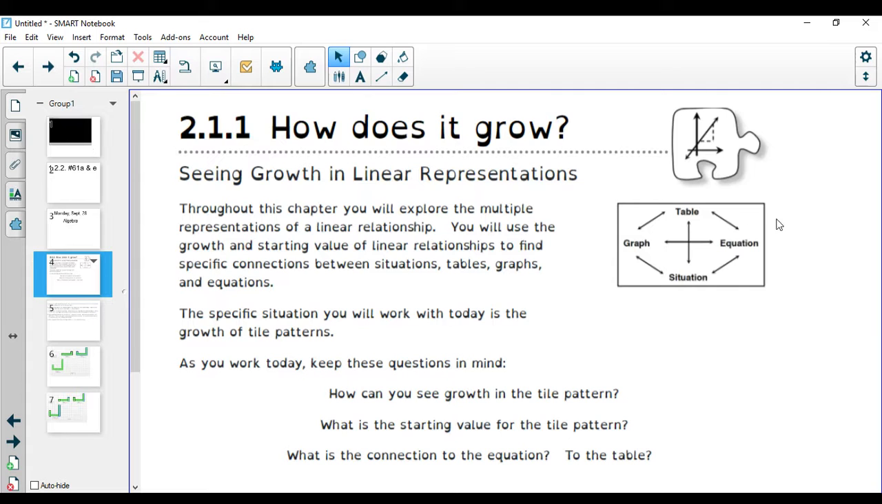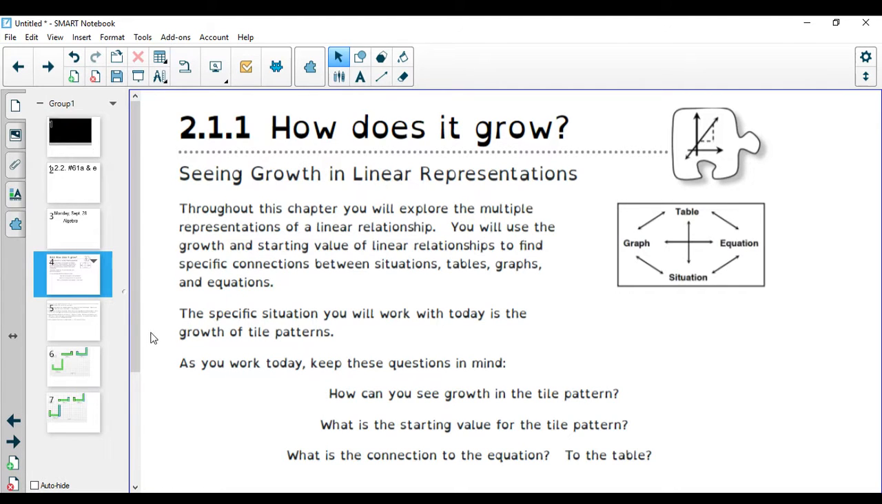Ideally, what we want to be able to do is go between any of the four representations: the graph, the table, the equation, or the actual situation itself. Today we're going to be working with tile patterns, which we did a lot of last year.